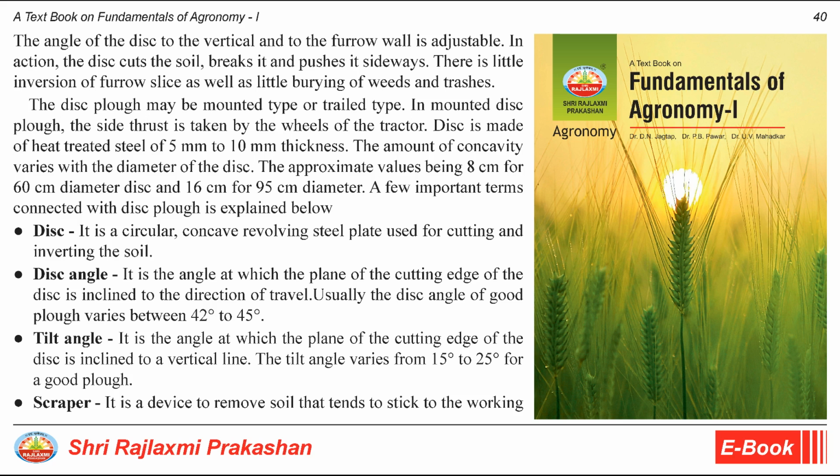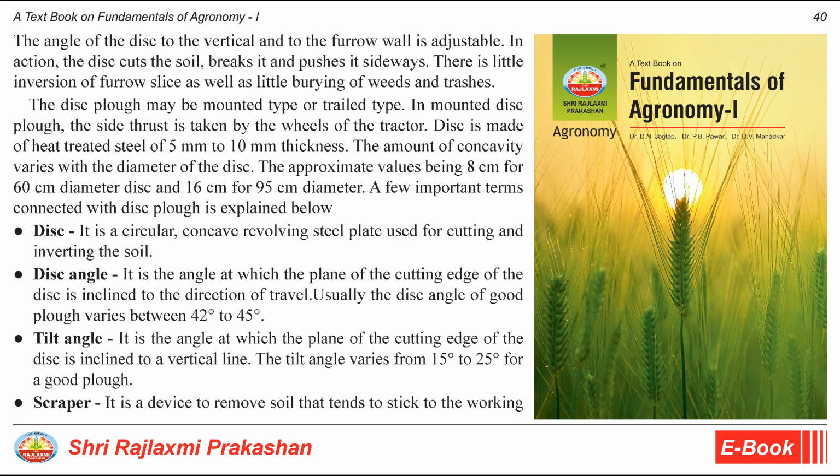The disc is made of heat-treated steel of 5 mm to 10 mm thickness. The amount of concavity varies with the diameter of the disc, the approximate values being 8 cm for a 60 cm diameter disc and 16 cm for a 95 cm diameter. A few important terms connected with the disc plough are explained below.